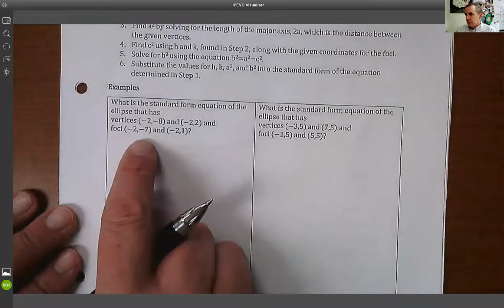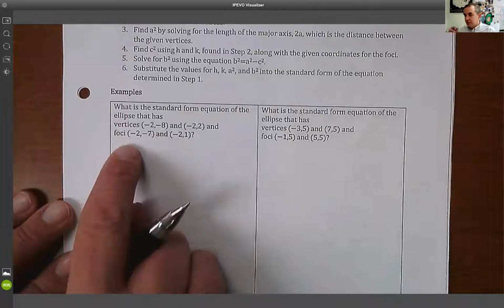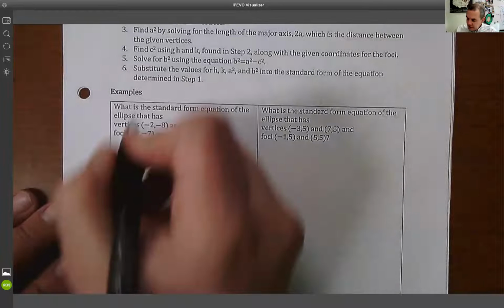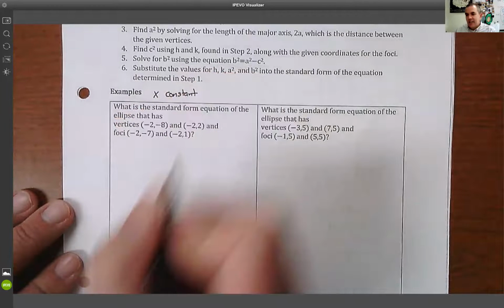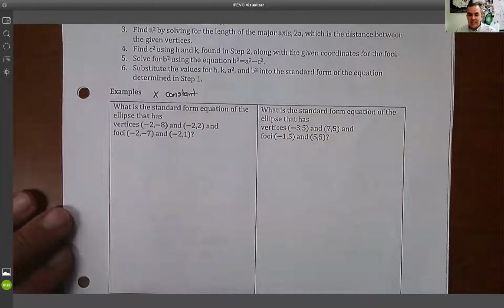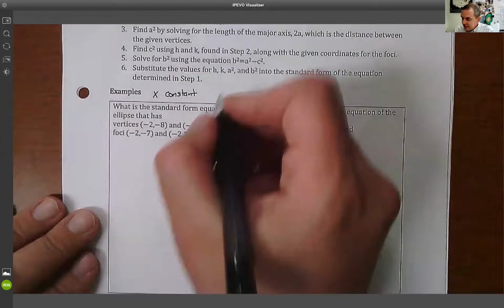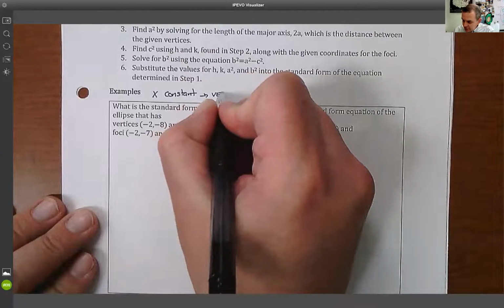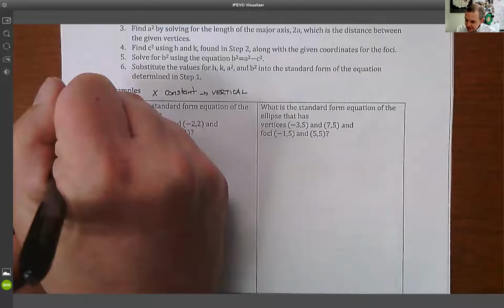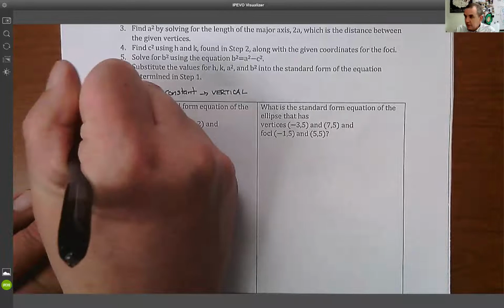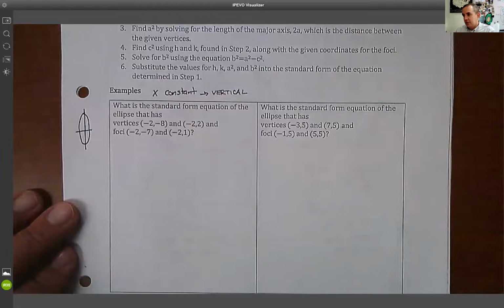What I want you to look at is what is constant, what stays the same in all of the vertices and the foci. If you look at that, what that is telling me is that x is constant. The x has a constant value. If you remember, a line where the x is constant is vertical. What that tells me is that this is going to be a vertical ellipse because x is constant. That's a vertical line. We're going to have a vertical ellipse.